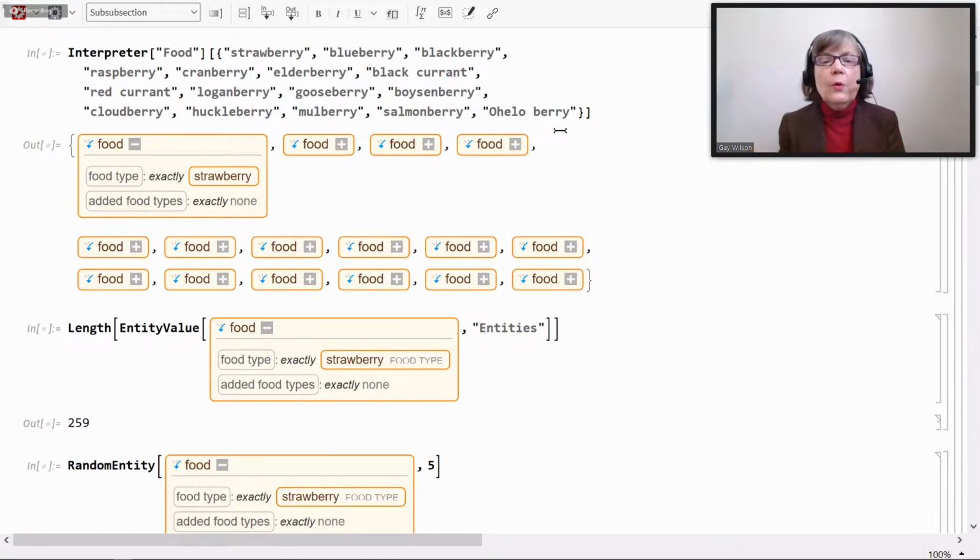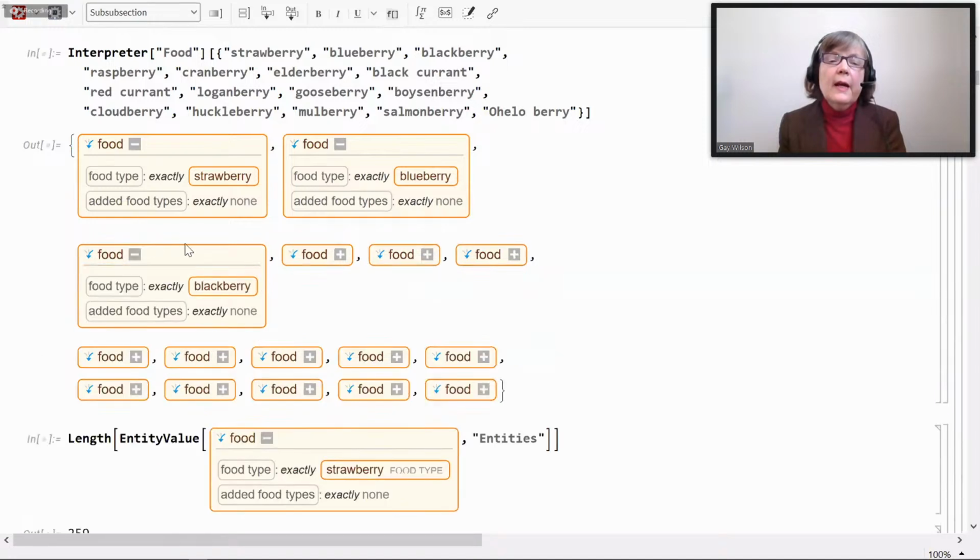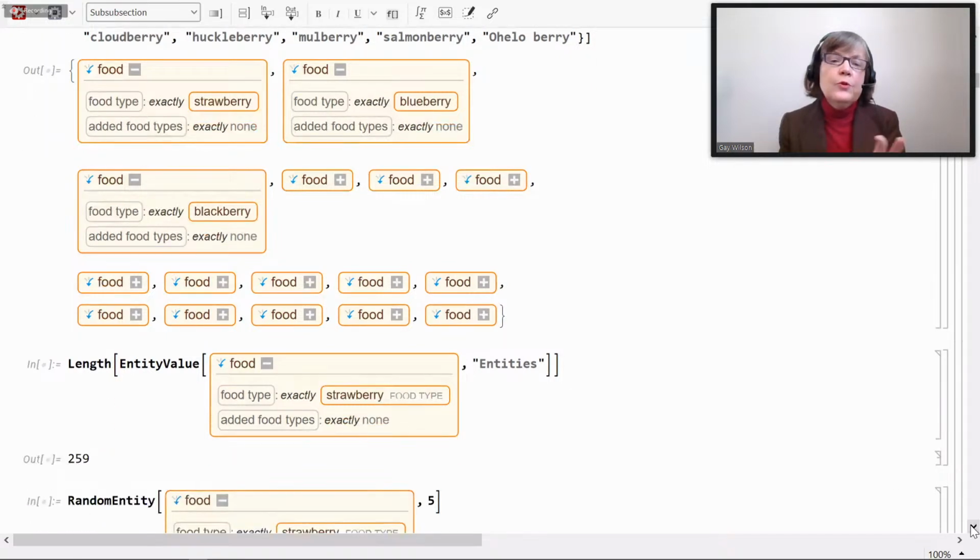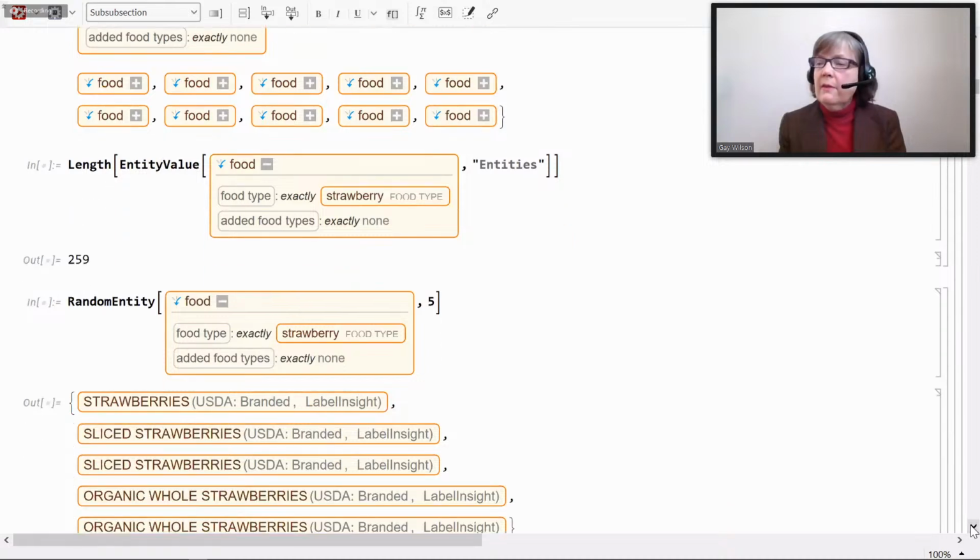So for example, I've said, let's go find these berries. We're going to have a group of berries that we're going to analyze. And you can quickly look at what this entity looks like. And here's, for example, the strawberry, the blueberry, etc. And so that's where all of our data is held for that particular type of berry. For example, just looking at the length of the strawberries, let's see how many strawberries, brand strawberries, USDA strawberries, how many do we have behind this yellow box right here? And we've got 259 different strawberries, whether it's branded and so forth.